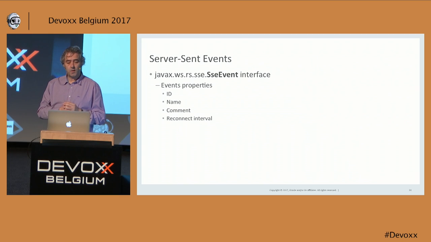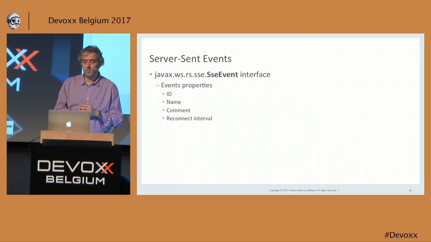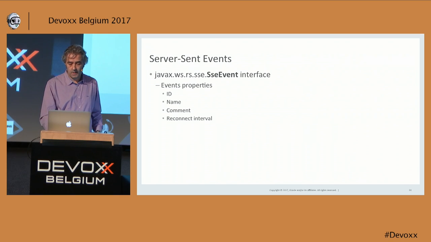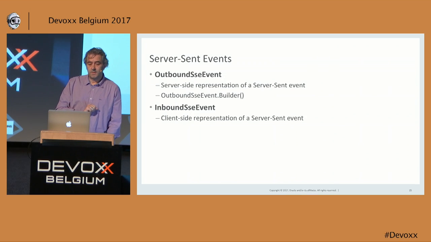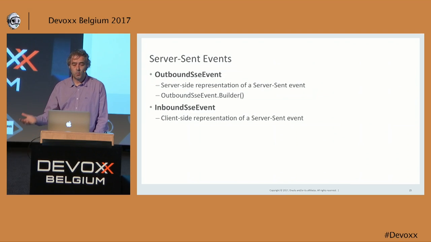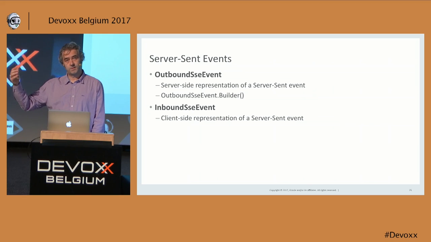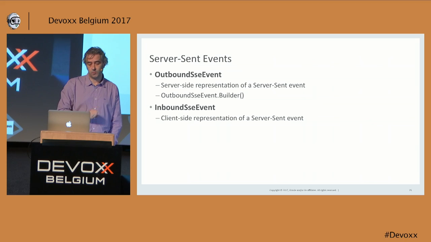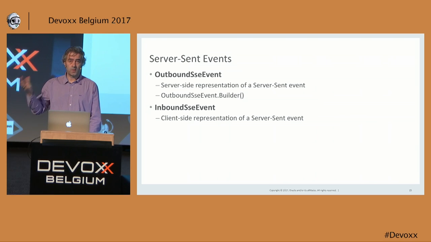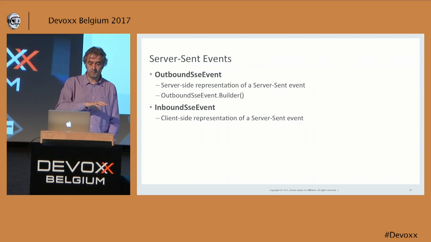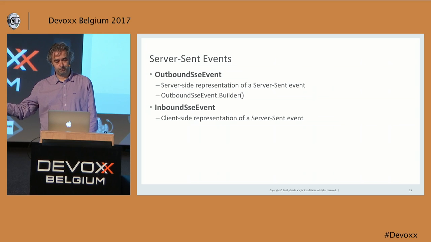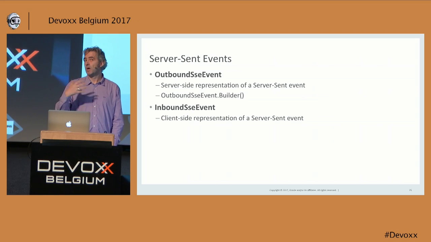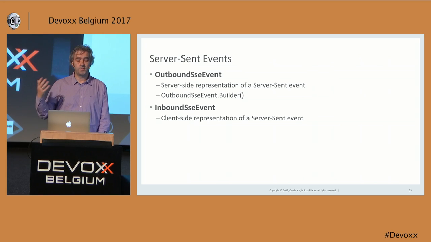So in JAX-RS 2.1, we're adding this super interface, SseEvent, which basically just represents an SSE event. It's extended on the two sides of the connection. We have an OutboundSseEvent, which is the server-side view of an SSE event, and then we have InboundSseEvent, which is the client-side view. This is one way only, so it's server to client. That means that you will create the event on the server, and on the client side, you will not create any event. You will just consume the events that are coming through your SSE channel.